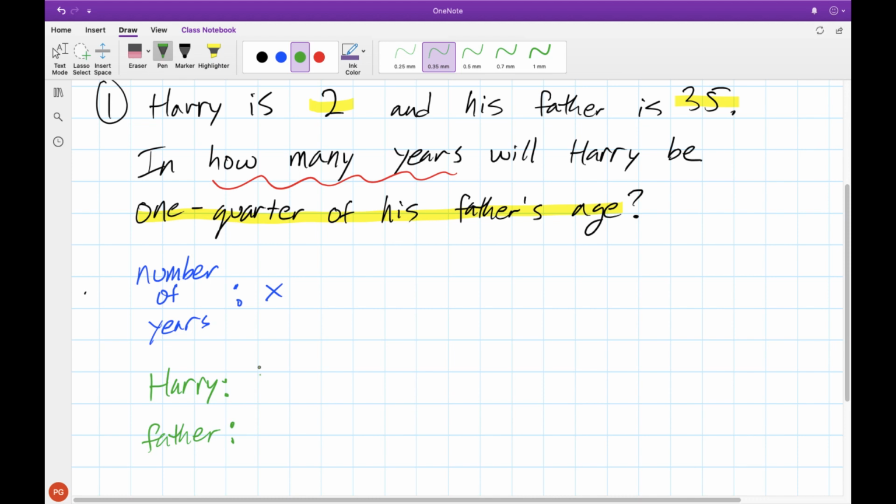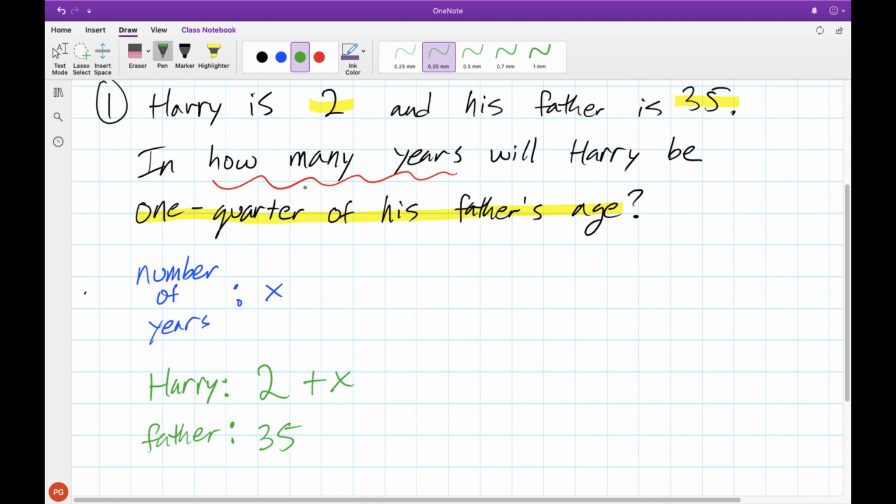So if Harry starts off at 2 years old, and the number of years is x, then Harry's age whenever we reach 1/4 of his father's age will be 2 plus x, some number of years. We don't know how many yet. His father starts off at 35 years old, and they're going to age at the same time, right? So when Harry gets 1 year older, his father also gets 1 year older.